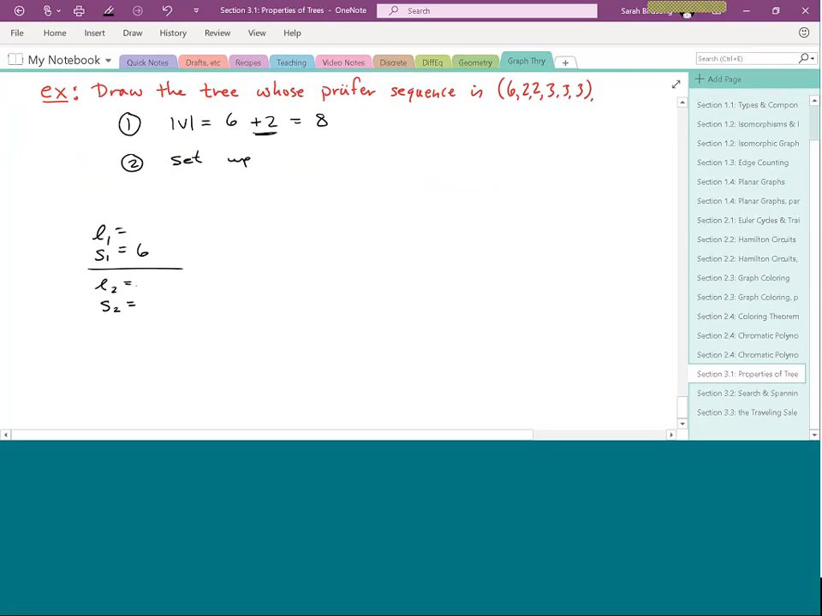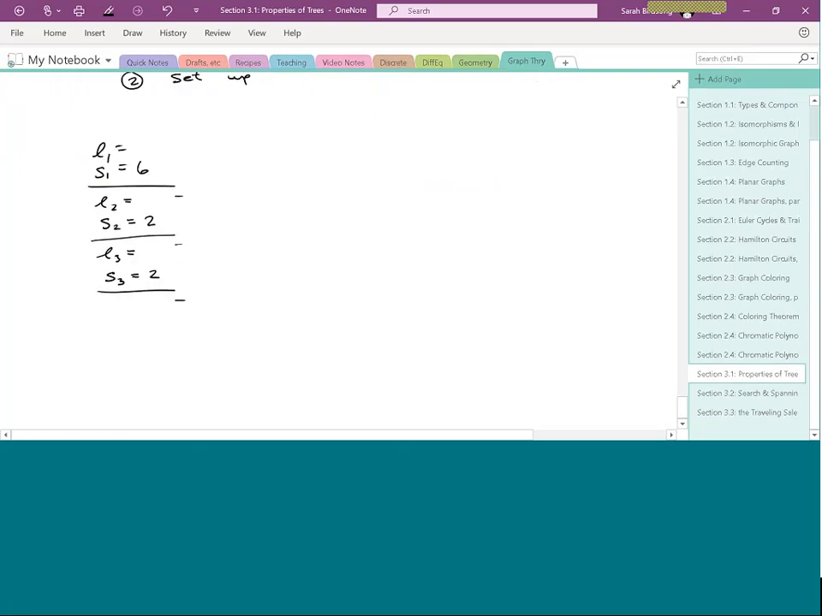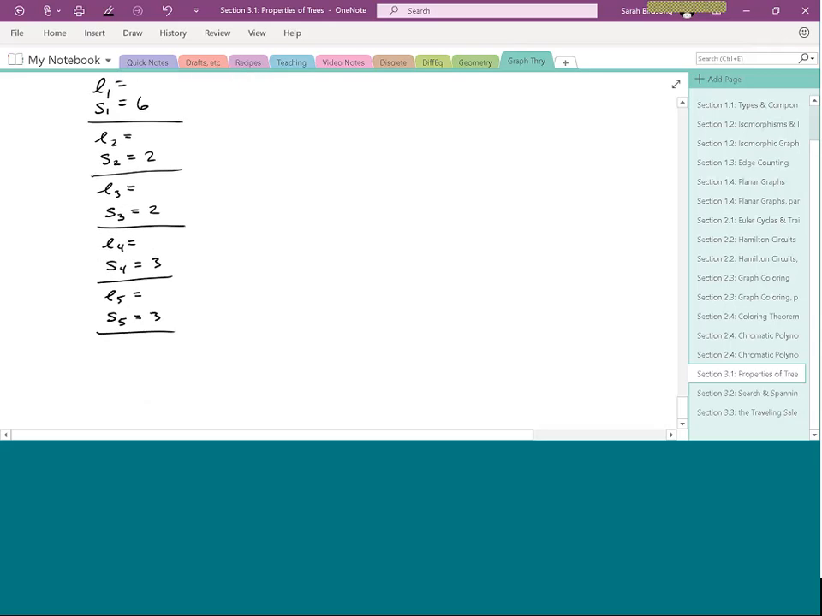Again, I don't know what that second leaf is yet, but I do know the second term is 2. I don't know what the third leaf associated to the third sequence term is, but I do know that third sequence term was 2, and the last 3 sequence terms are 3, so I'll do the same thing with 3s. So L4, we don't know. S4 is 3. L5, we don't know, but S5 is 3. And the last one is 6. So L6, don't know, but S6, we know is 3.